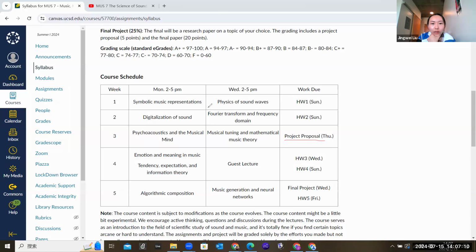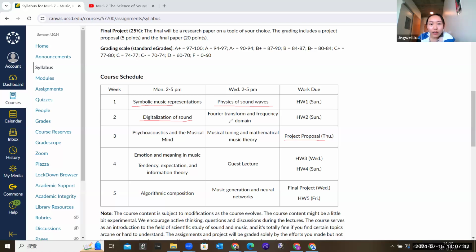So actually, this symbolic music took one week. In week 1, we covered symbolic music representation. Week 2, we talked about physics of sound waves and physics modeling. And this week, we will continue with music technology and talk about the digitalization of sound and sampling. So this will be week 3. Every lecture here took one week, so we don't really have time to cover all the topics here.